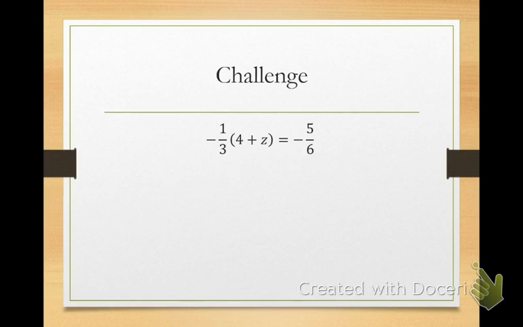Negative 1/3 times 4, tell me. Negative 4 over 3. Keep it improper. Keep it improper. Minus 1/3 z equals negative 5 over 6.